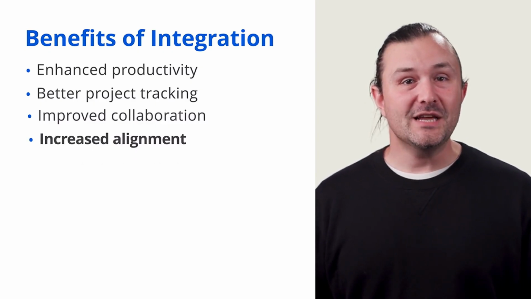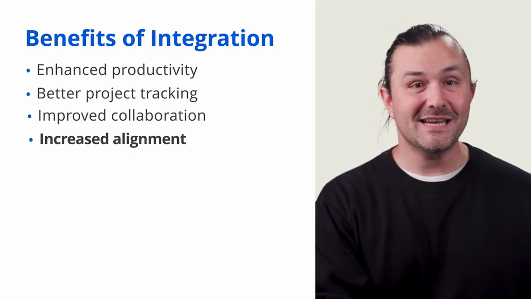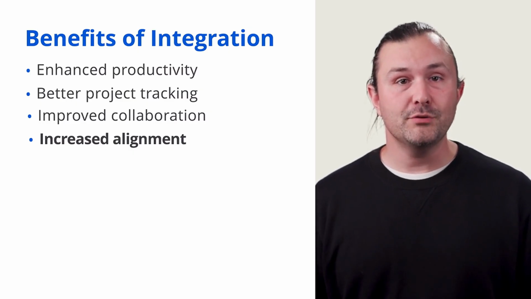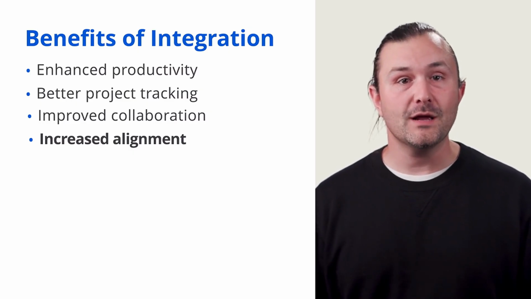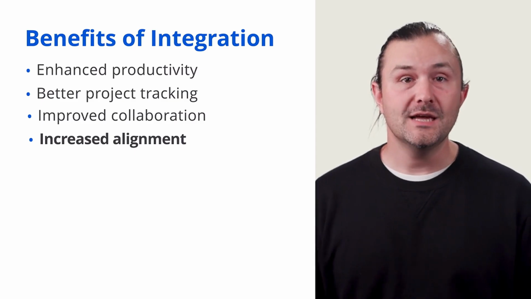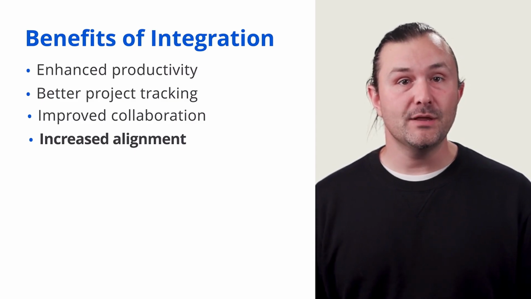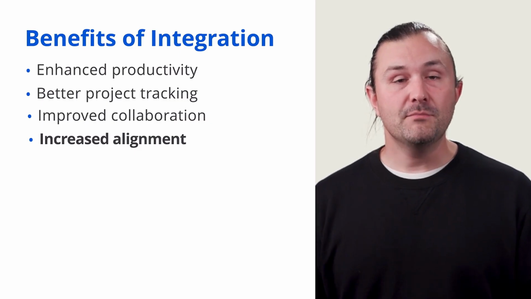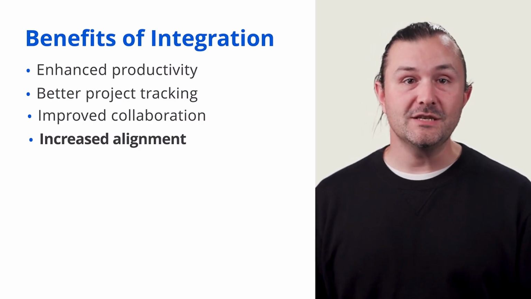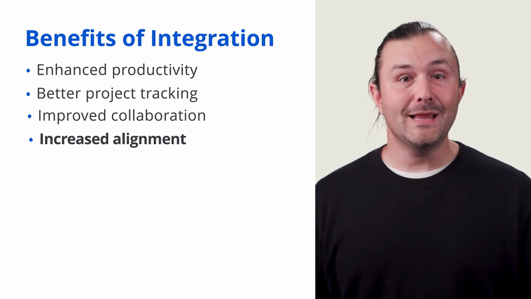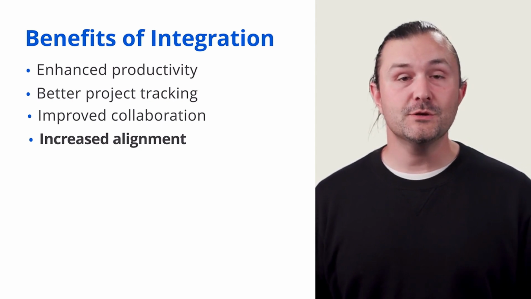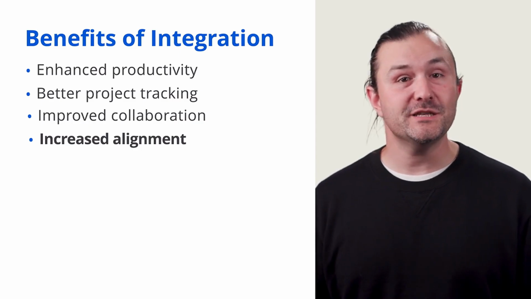Finally, integration enables teams to have increased alignment between project planning and project execution. Closely integrating the development work with the project plan helps ensure that the development work aligns with the project's goals. It also allows teams to adjust the plan as the project progresses and provides a continuous feedback loop between the planning teams and the execution teams. Better alignment between planning and execution ensures that the project remains focused on its goals, reduces the risk of scope creep, and improves the chances of success.